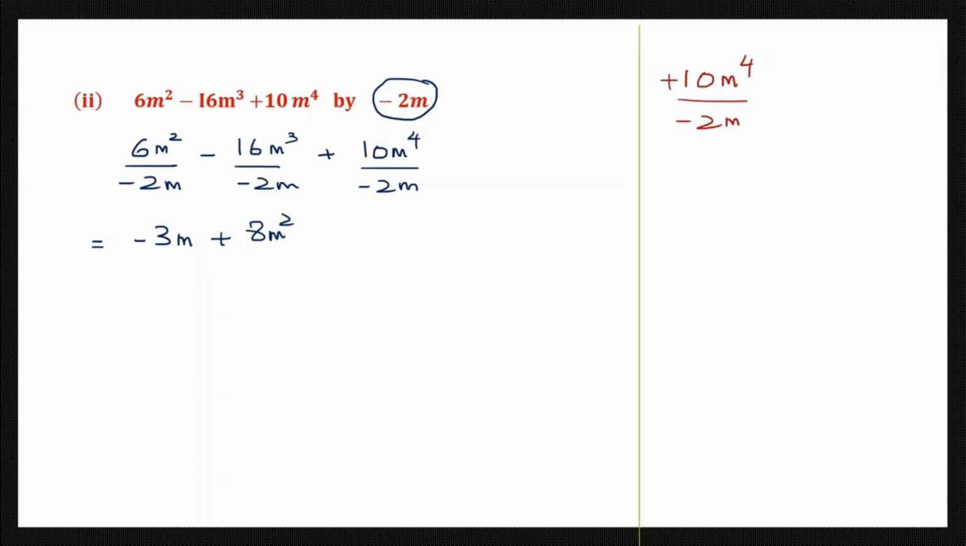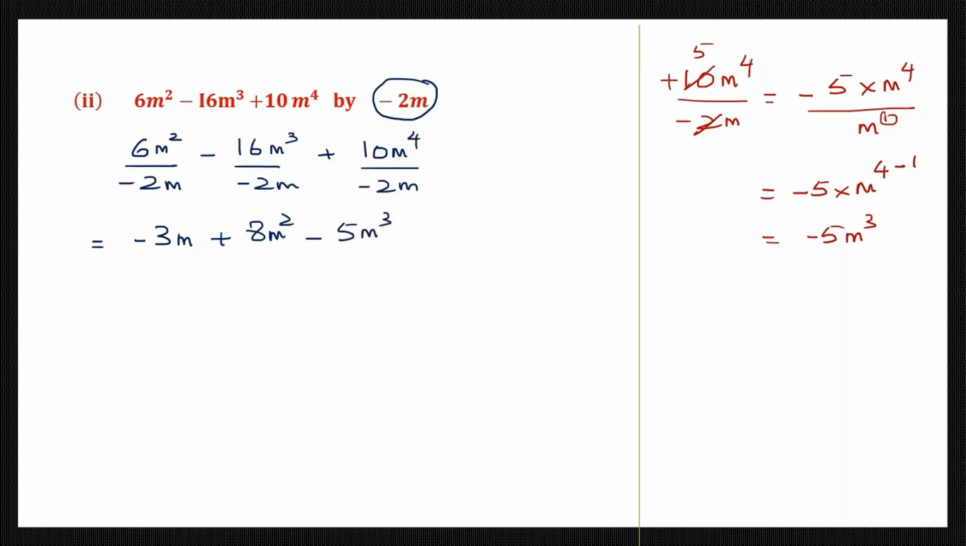The third term is 10m to the power of 4 by minus 2m. So this is plus and this is minus. So first the signs. So minus into plus is minus. Then we'll cancel 2 and 10, 5. So 5 into m to the power of 4 by m. So this is minus 5 into m to the power of 4 minus 1. So minus 5m to the power of 3. So here we have the final answer put up here with all terms together. Minus 3m plus 8m to the power of 2 minus 5m to the power of 3.